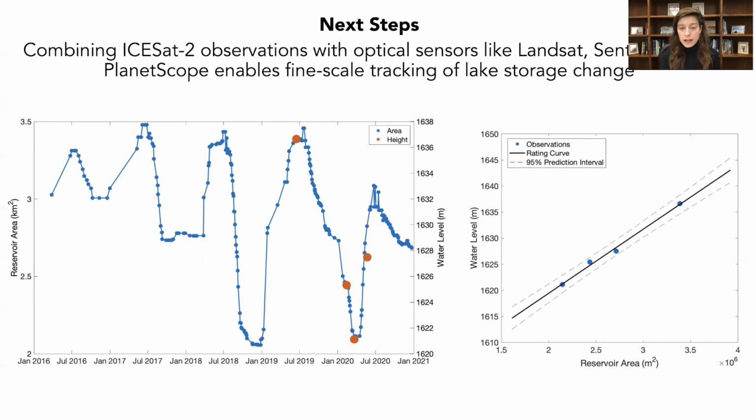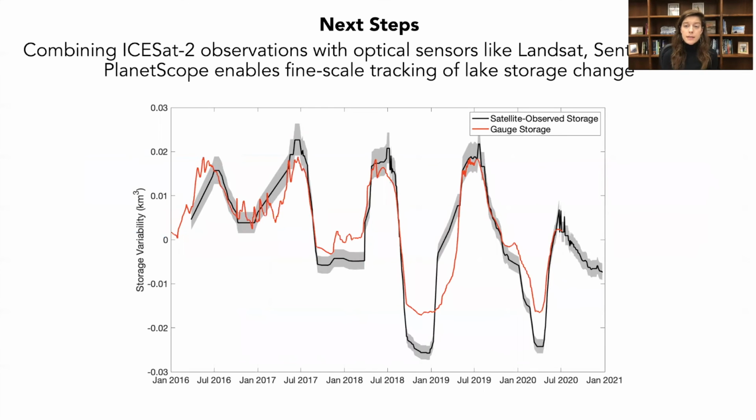When we combine the area observations with the height observations, we're able to create a rating curve, or a relationship between water level and reservoir area. And this allows us to create time series of storage change from space. And what we find is that these time series have pretty good agreement with gauge storage. It's not perfect, as shown for this example, but it's close enough that it gives us confidence that we'll be able to observe these patterns at a global scale. And that will really allow us to extend the time series, extend the time period, and also get a lot more temporal detail in terms of understanding how surface water storage is changing both in reservoirs and natural bodies around the world.